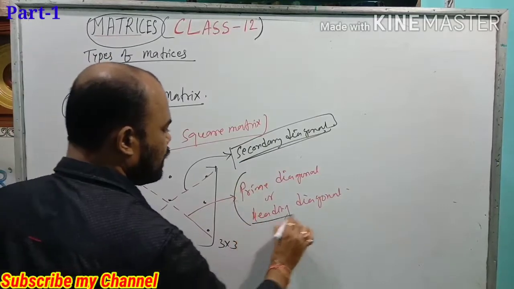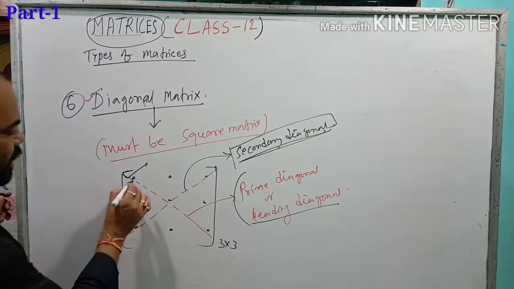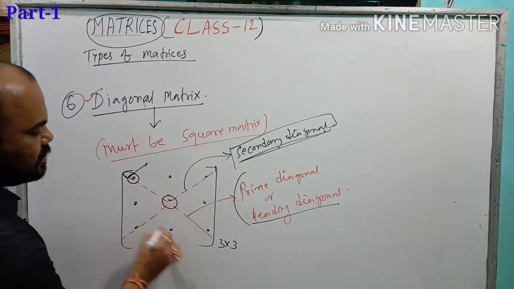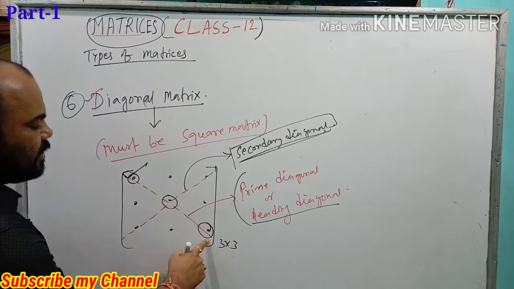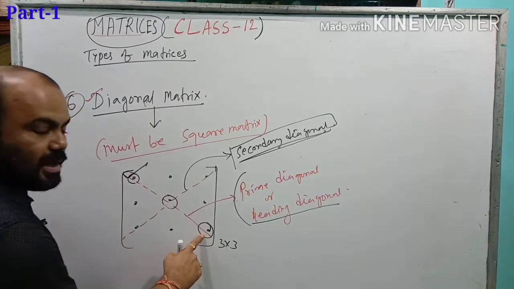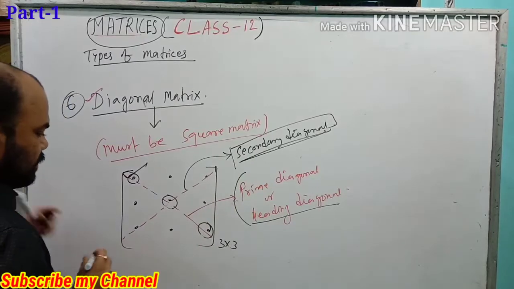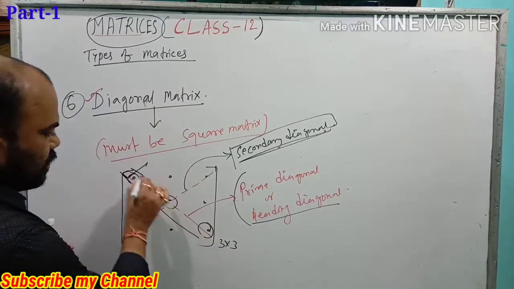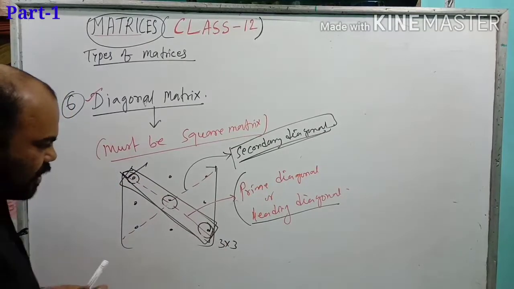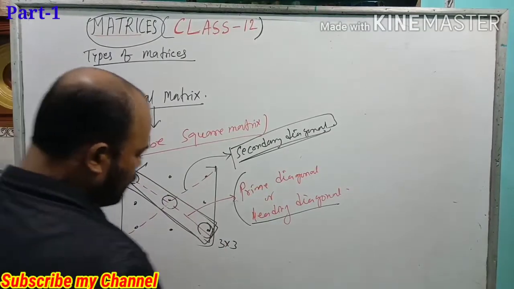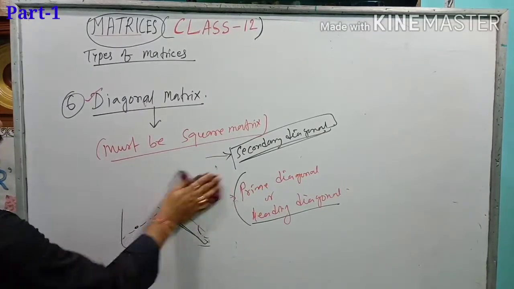This one is also called the leading diagonal. Now what is a diagonal matrix? In a square matrix, these elements are called diagonal elements, as they lie in the prime diagonal or the leading diagonal. Clear? So in a square matrix, all the elements lying in the prime diagonal are called diagonal elements. Now what is a diagonal matrix?